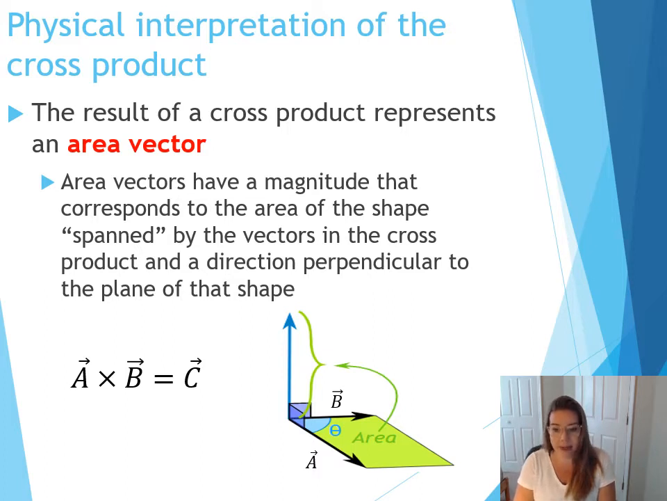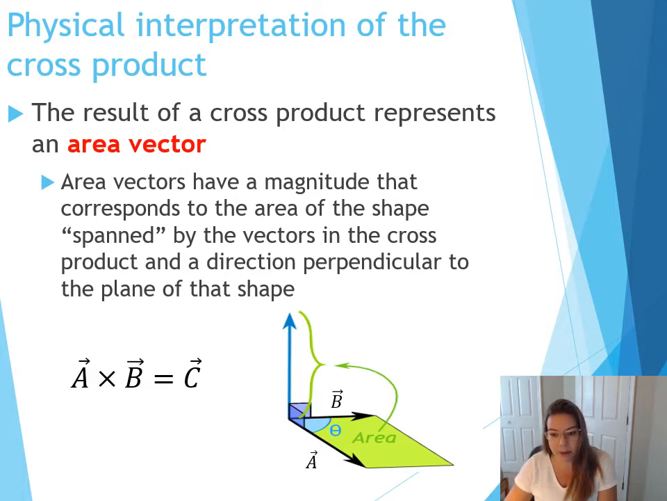Let's say we're crossing vectors A and B. So A cross B is equal to vector C. That means that the magnitude of vector C is equal to the value of the area between vector A and B. So this kind of neon green area, that's the area that is spanned between vectors A and B. And vector C, the length of that arrow corresponds to the area between vectors A and B. And the direction of vector C must be perpendicular to both A and B.